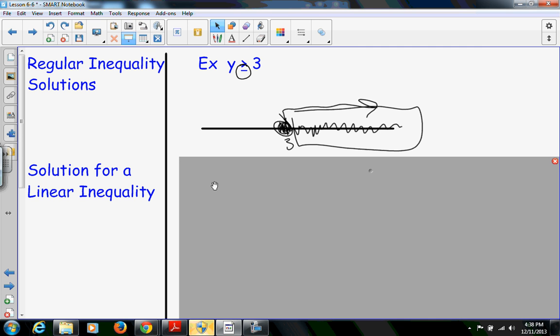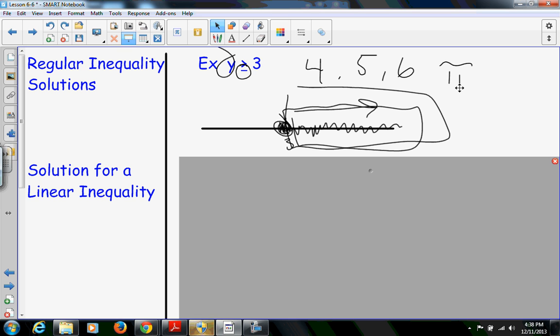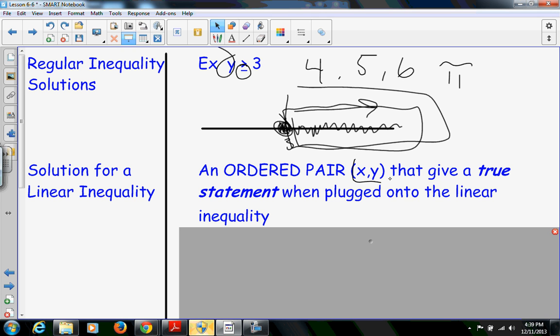If I'm talking solutions for a linear inequality, instead of having just one variable for a solution where my answers can be like 4, 5, 6, anything greater than 3, I can have pi as an answer, right? Instead of just values for y, I get answers that are an ordered pair, okay? And these ordered pair solutions give me a true statement when I plug them into the inequality. Just like if I were to plug 4 in this, that would give me a true statement, okay?